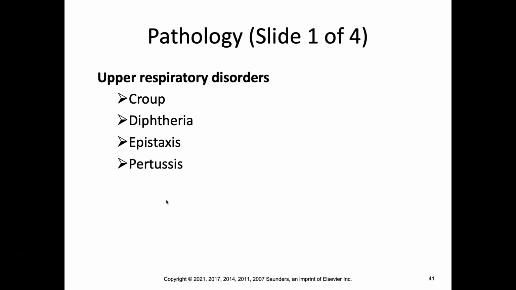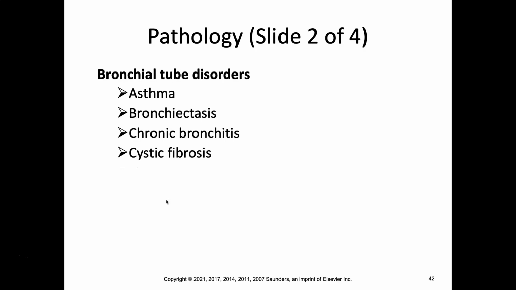What can go wrong with the respiratory system? Well, you can have some upper respiratory disorders such as croup, diphtheria, epistaxis, and pertussis. Typically, diphtheria and pertussis are vaccinated against when you're a child. Epistaxis is a bloody nose, in case you were wondering.